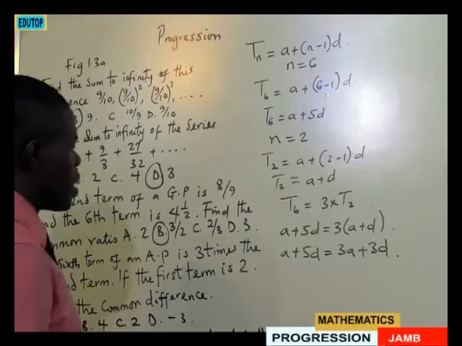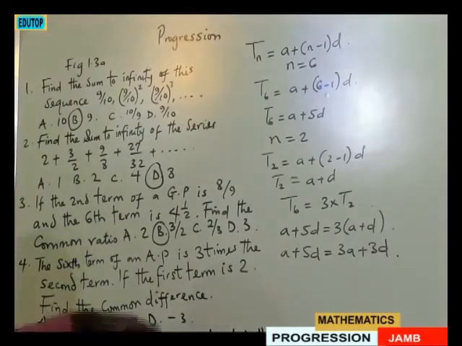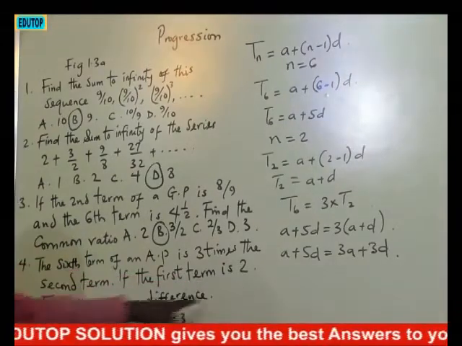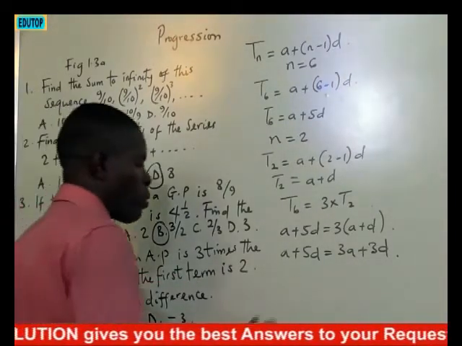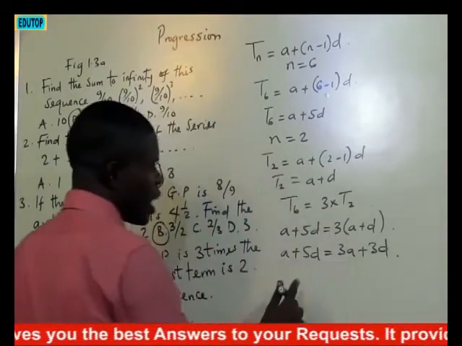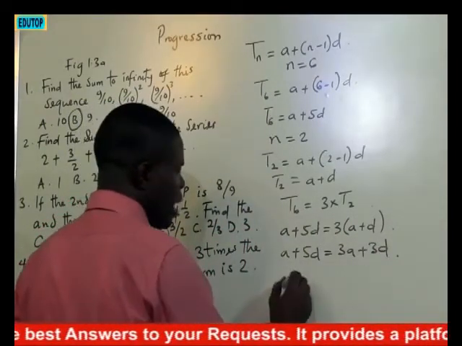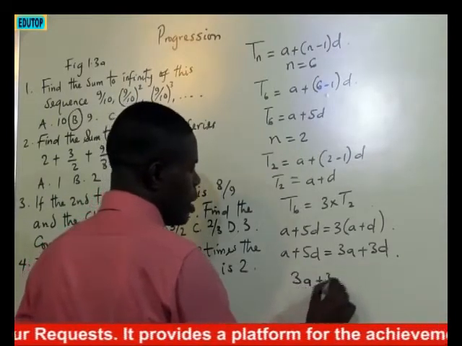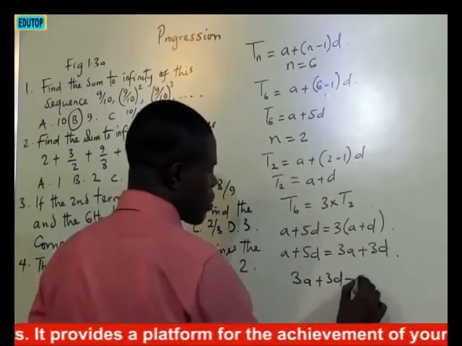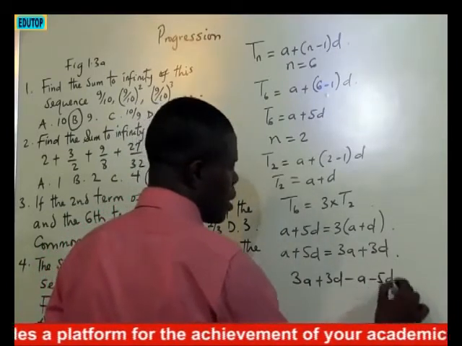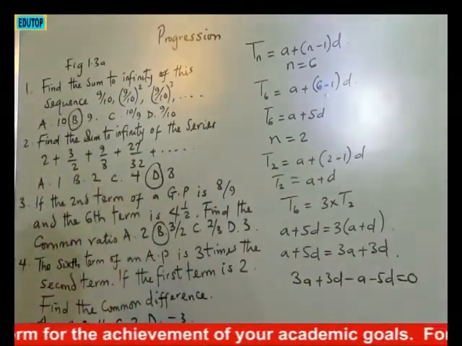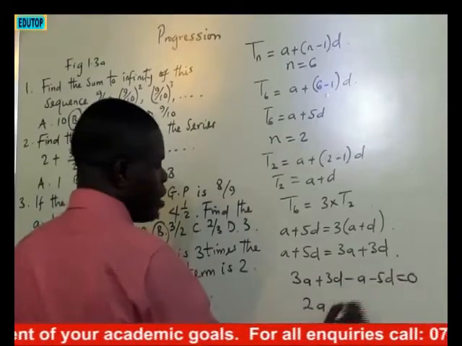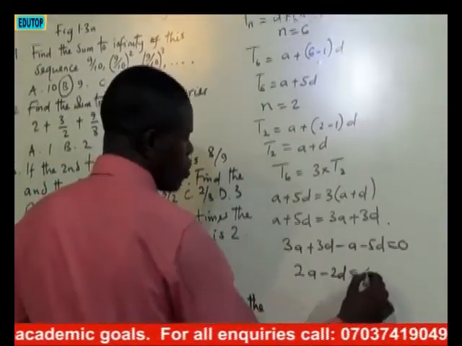In this situation, I can now combine everything. Because the question says, if the first term is 2, find the common difference. So if I want to solve this, I want to combine everything together. Let me transfer all this to the other side. I have 3a plus 3d here. Let me transfer this: I have minus a, and transfer this minus 5d. Everything equals 0. Now, 3a minus a, that's 2a, plus 3d minus 5d, that's minus 2d, equals 0.